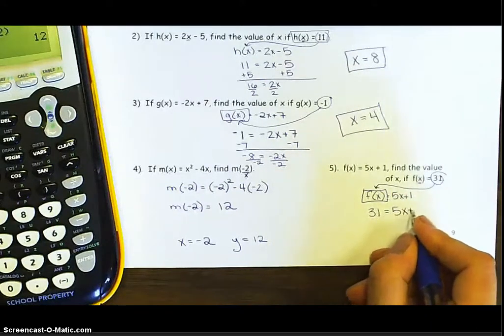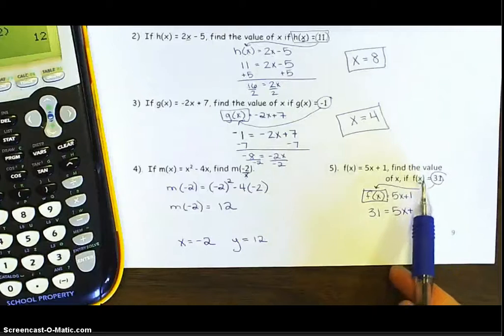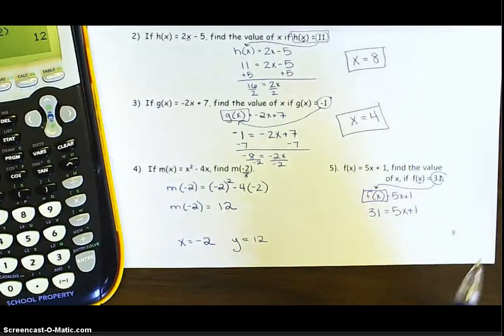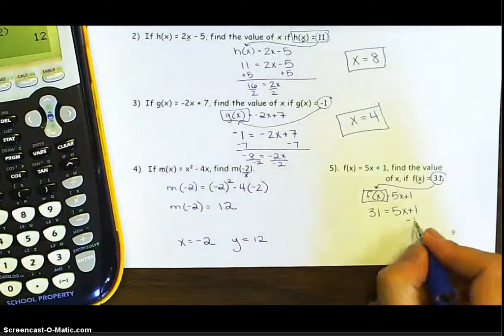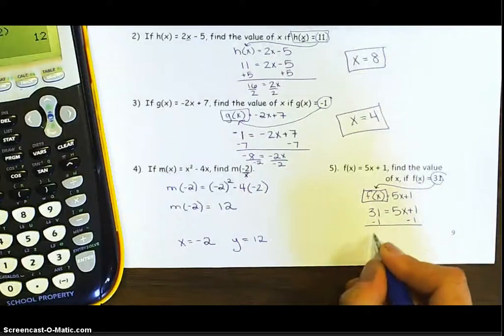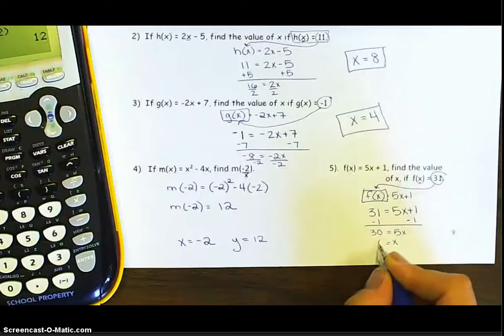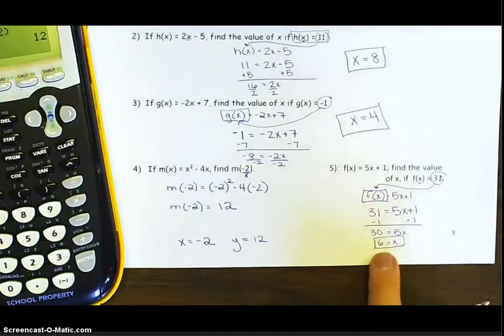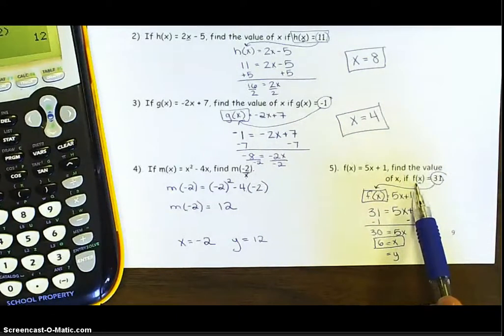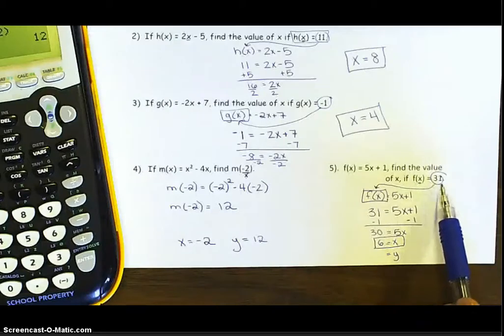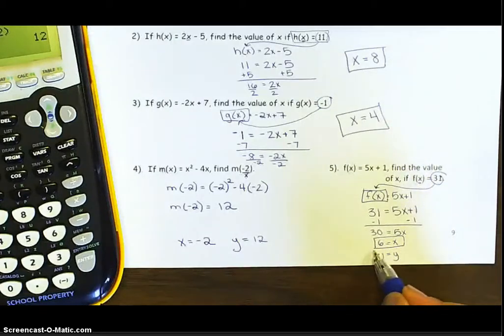So you have to be very careful to see if the number is in the parentheses or if that's what it's equal to. All right, and now we're going to solve for x. So we subtract, we get 30 is equal to 5x. Divide by 5, so x is equal to 6. So if x is equal to 6, well then what was my y equal to? Well, remember, f of x is a fancy way of saying y, so y is equal to 31. All right, and we've got it.